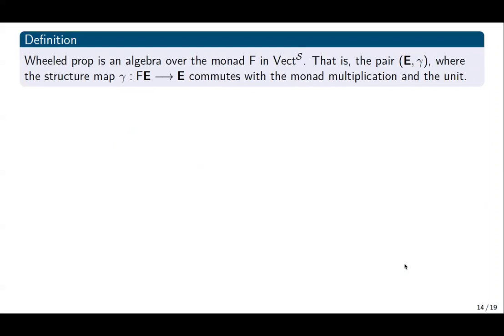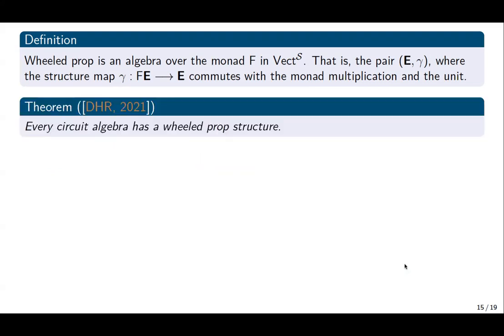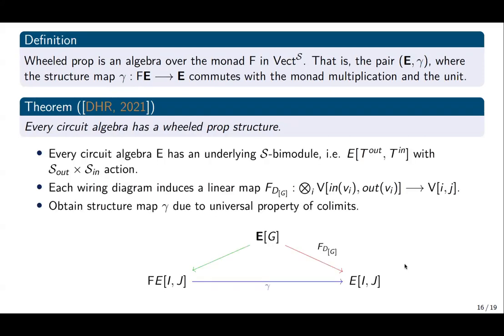What is a wheeled prop? A wheeled prop is nothing but an algebra over this monad in the category of S-bimodules, that is, a pair of an S-bimodule and a structure map. This is unpacking the definition of an algebra over a monad. And now we are ready to talk about the final result: every circuit algebra has a wheeled prop structure, and the proof is based on three important observations.